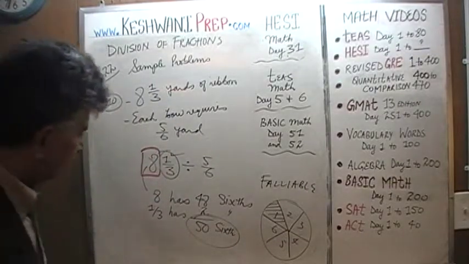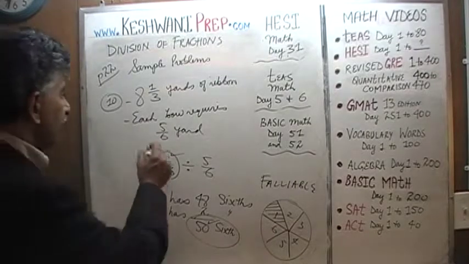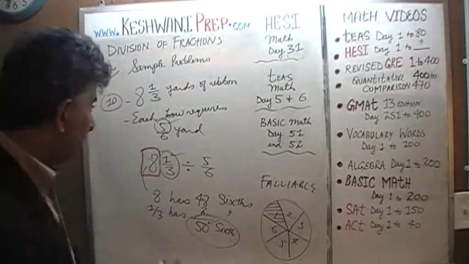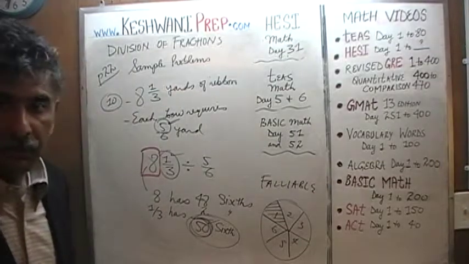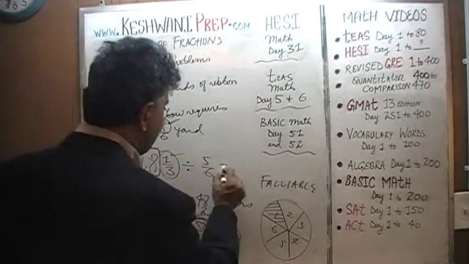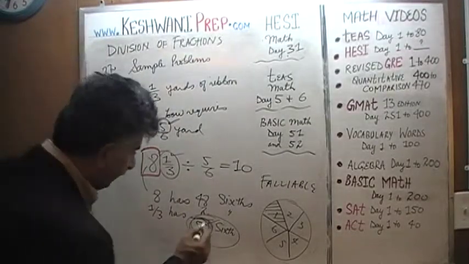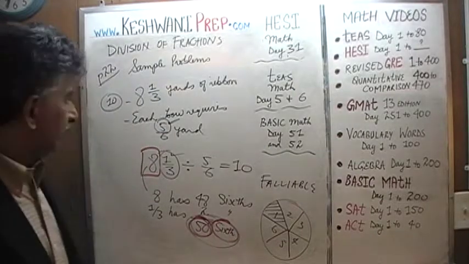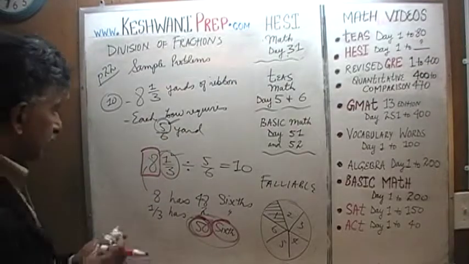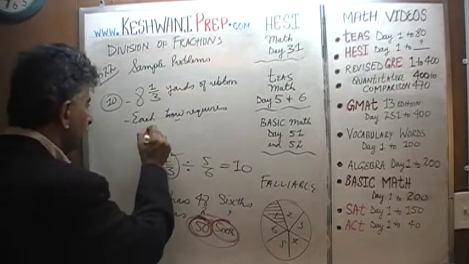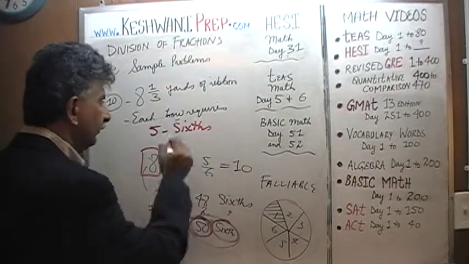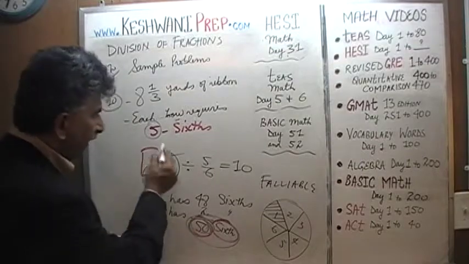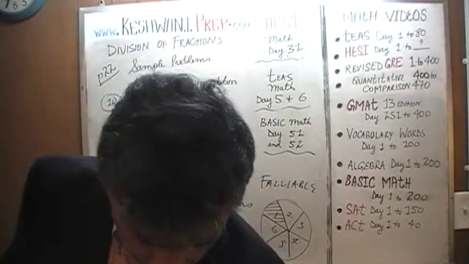She has 50/6. Stay in the story, okay? Each ribbon, we are told, requires 5/6. If each ribbon requires 5/6 and we have 50 of them, it stands to reason that she should be able to make 10 bows, because 50 divided by 5 is 10. She should be able to make 10 bows.